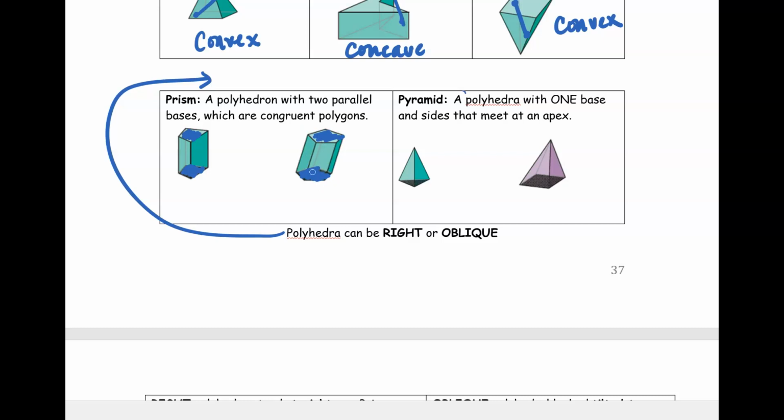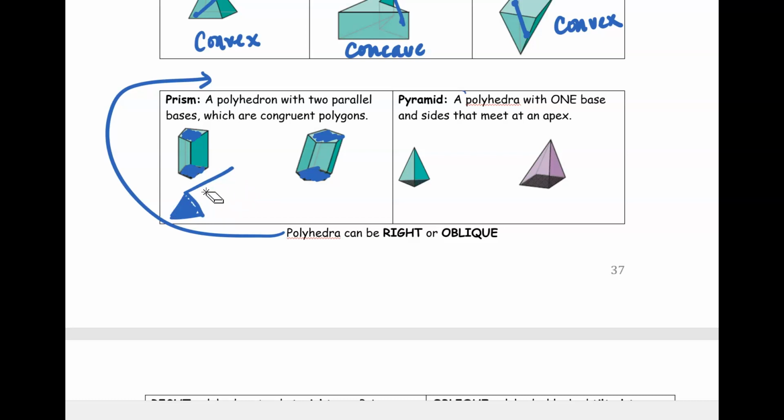And they're not necessarily always standing on the base. It's possible that they're standing on one of the other sides. For example, that tent that we saw at the beginning of the notes that looks somewhat like this. The bases are here and here because they're parallel. Bases always come in pairs. So the bases are the triangles and then the sides are the rectangles.